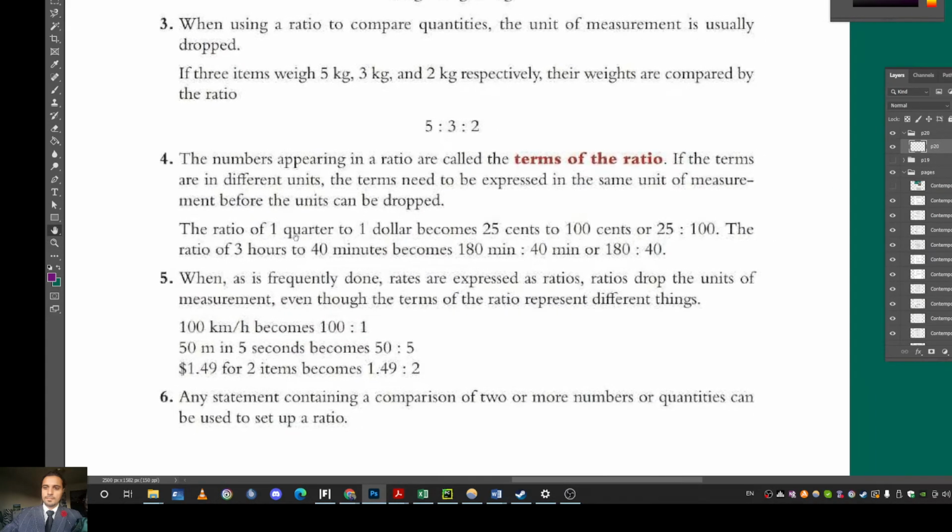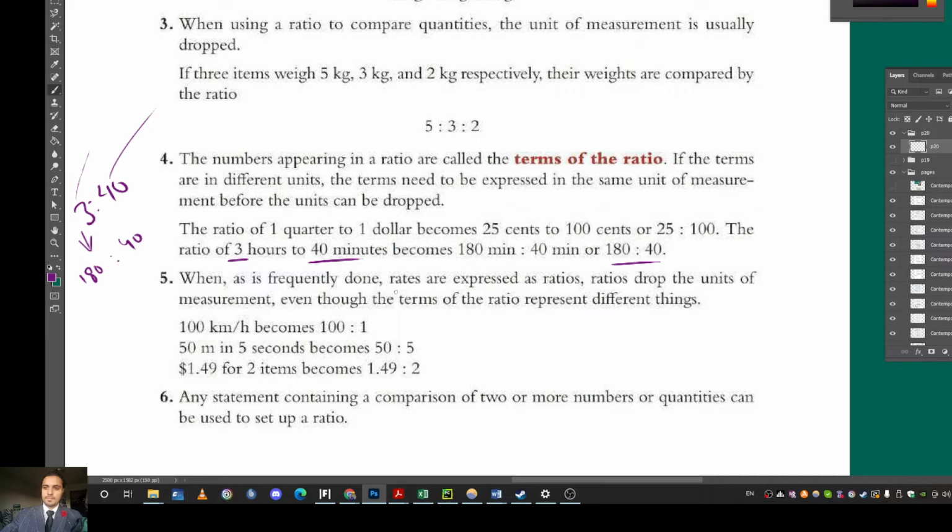Next, he's talking about the ratio 1/4 to $1 becomes 25 cents to 100 cents, 25 to 100. The ratio of 3 hours to 40 minutes becomes 180 minutes to 40 minutes, or 180 to 40. So again, this is the same idea. Instead of saying 3 hours to 40 minutes, 3 ratio 40 wouldn't make sense, because this is in a different unit and this is in a different unit. So it's better to express this in minutes. There are 60 minutes in an hour, so 60 multiplied by 3 is 180 minutes, ratio 40 minutes. This is what he's talking about, okay?